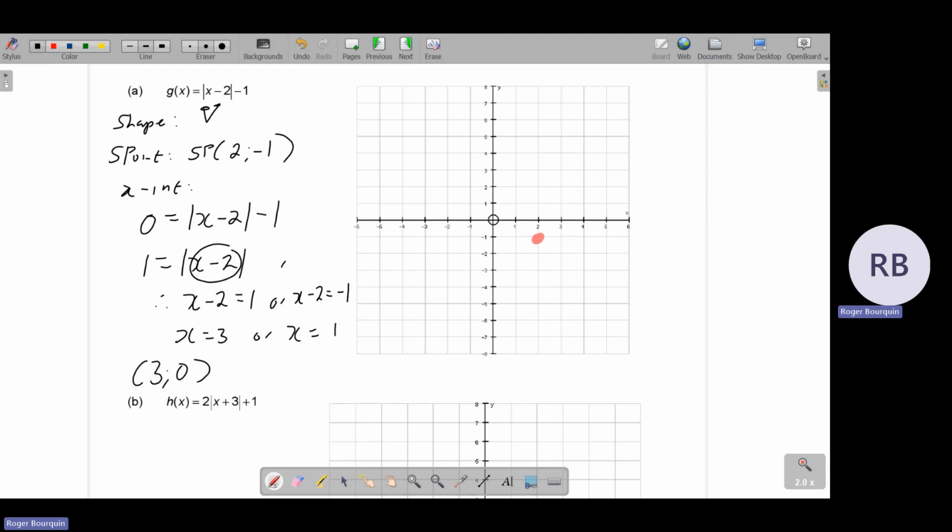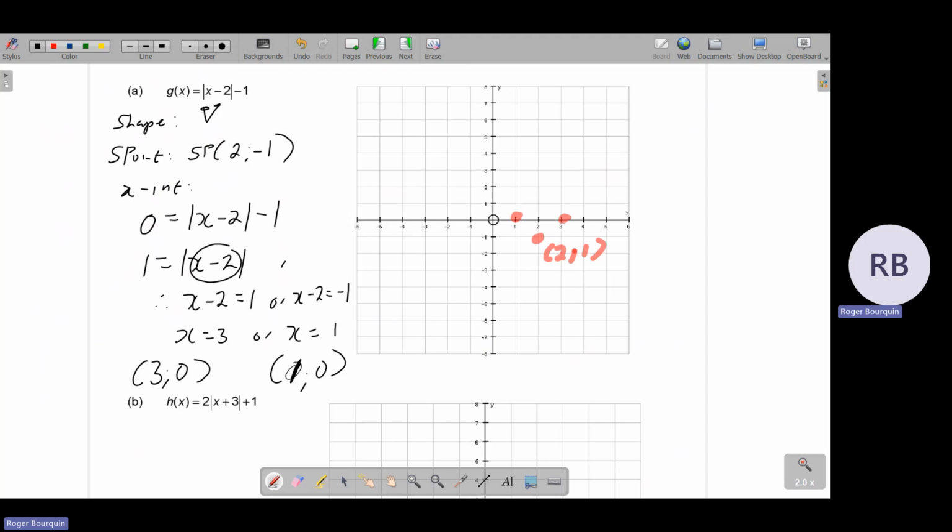So one is 3, 0. The other is 1, 0, right? Okay, so far I've got this. I've got this salient point, which you should label the salient point, guys: 2, minus 1. I've got that it goes through 3, 0, and it goes through 1, 0. Those should always be symmetrical about the salient point.